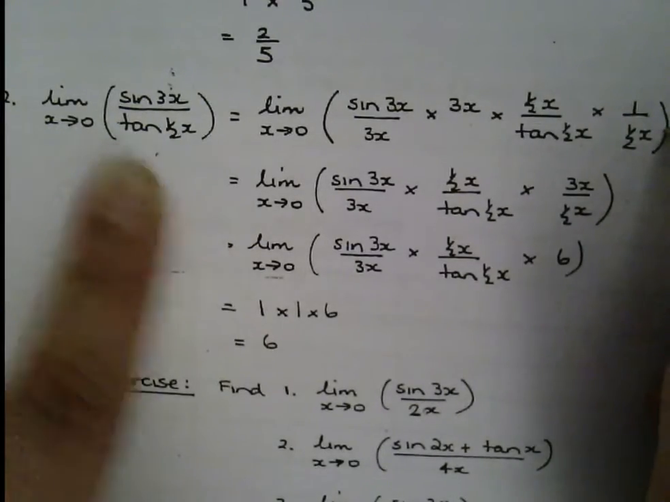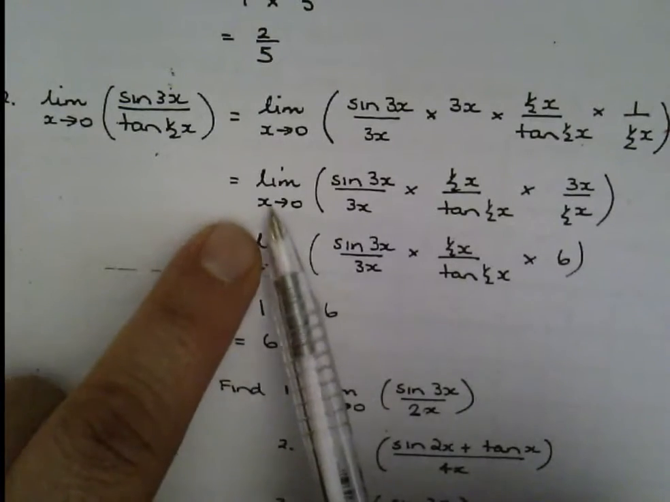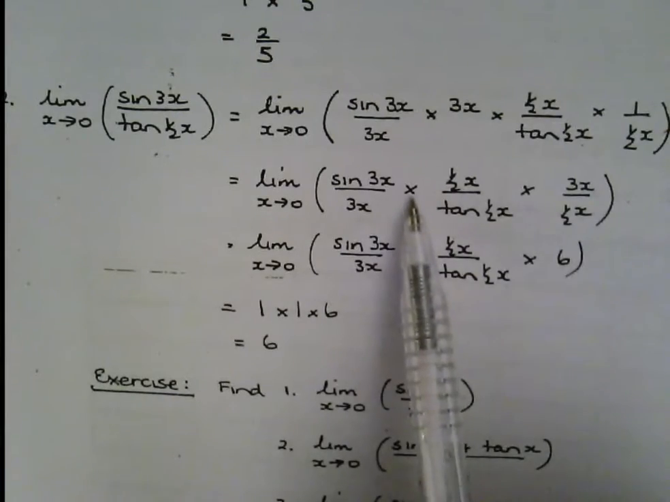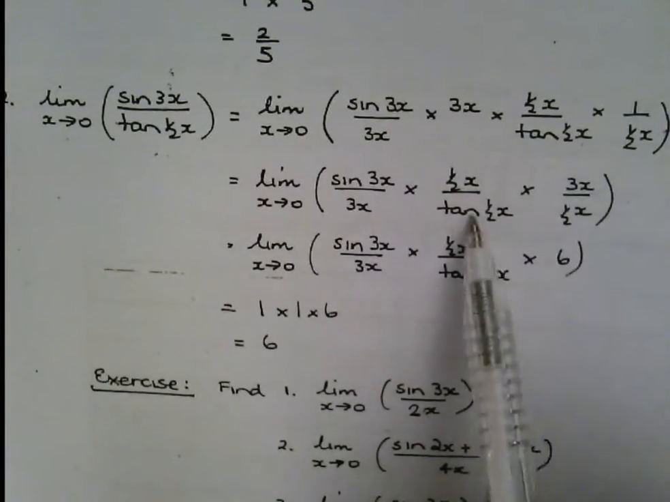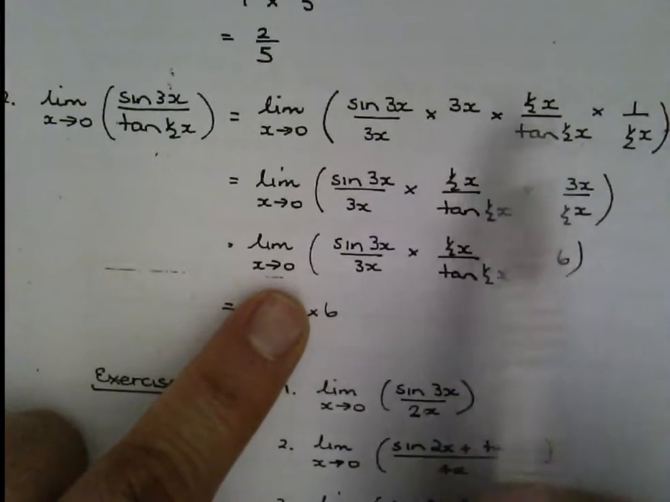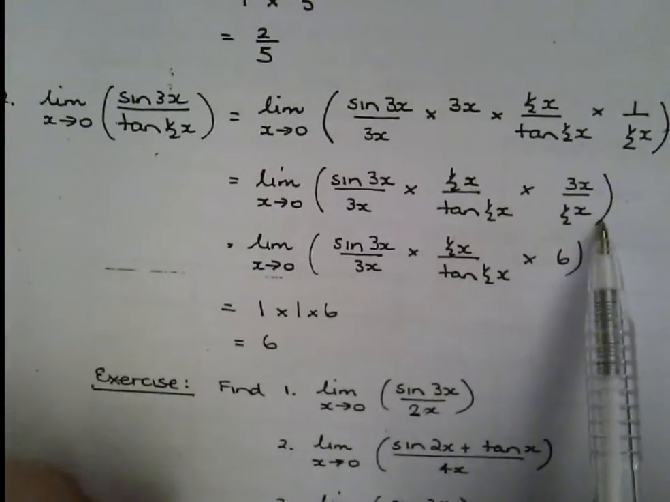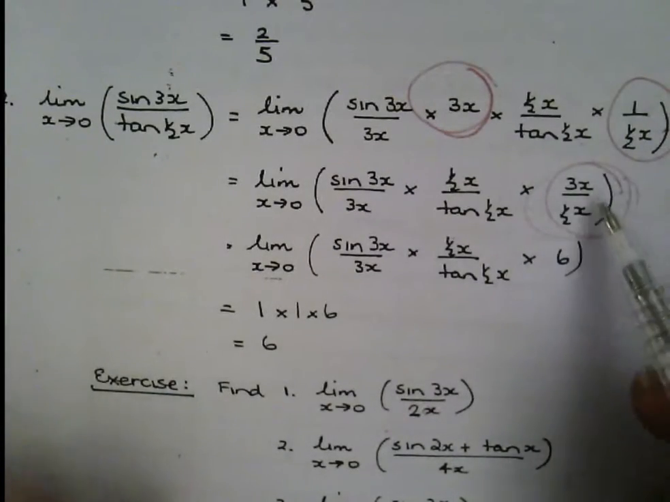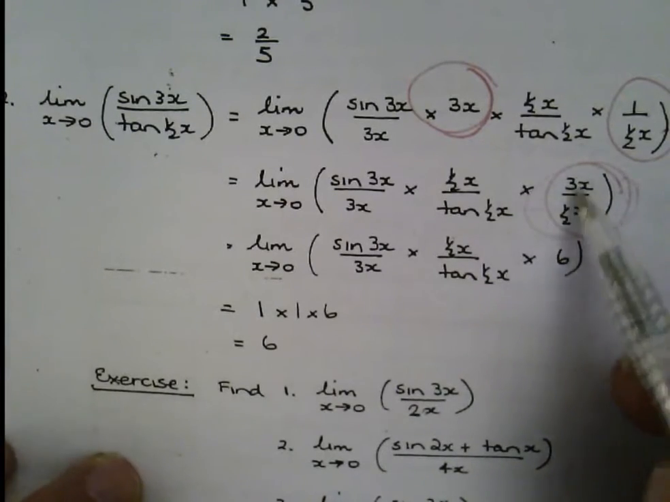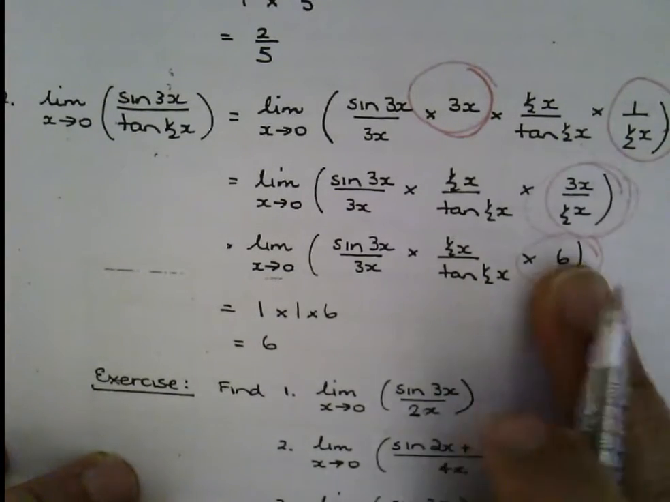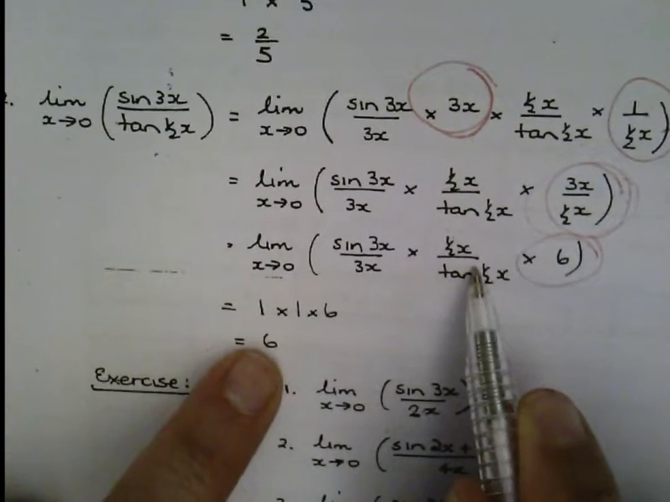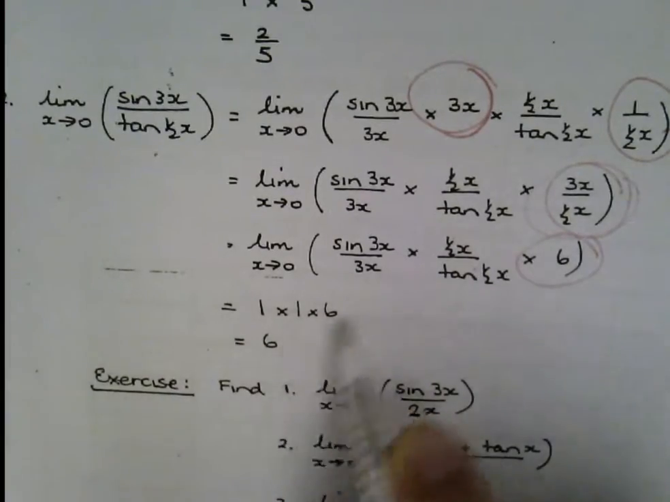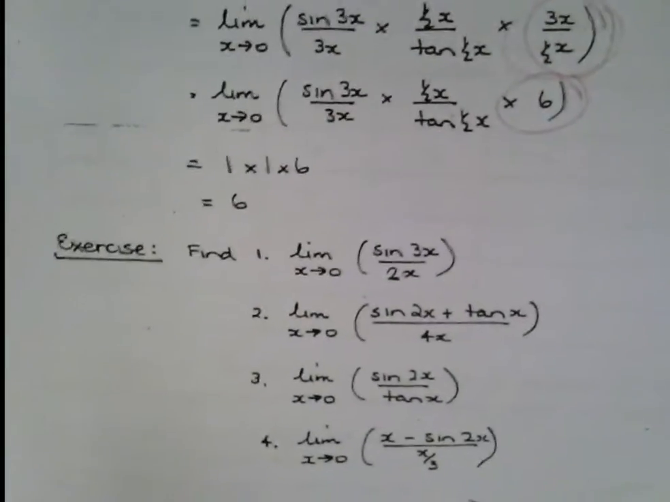So they will cancel. So therefore, this question becomes the limit as x approaches 0 of sine 3x on 3x, times the limit as well of half x on tan half x, and then these two can be grouped together. So you've got 3x and half x over here. So we're multiplying this one and that one together and forming this. But remember, the x's cancel here, and 3 divided by a half is 6. So you just get this 6 here. So the limits of each of these are 1. Got it? And then you've got your 6 there. So times 6.